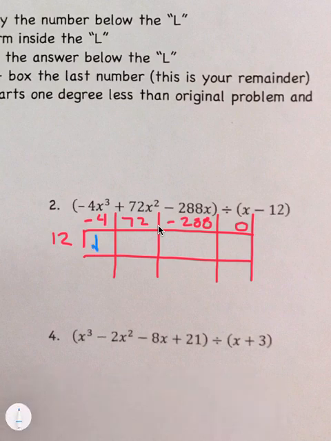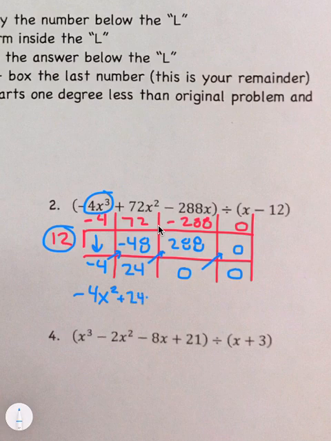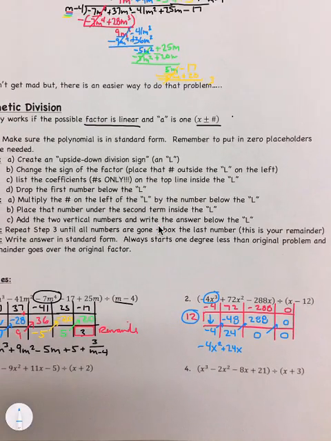So when I drop the -4, I multiply it by 12, -48. 72 minus 48 is 24. 24 times 12, I don't know if you know this, it is 288. 288 plus a -288 is 0. 0 times 12, so remember we're going this way for multiplying, is 0. We add it up, 0 remainder. So our answer, it was x cubed here, so we're going to start with x squared. -4x squared plus 24x. Then we have plus 0, and our remainder is 0. So that's our whole answer.